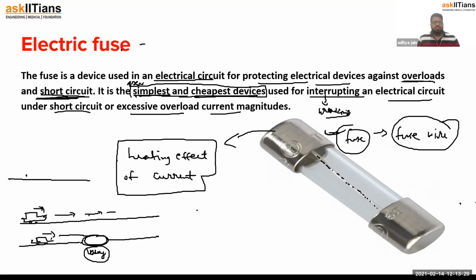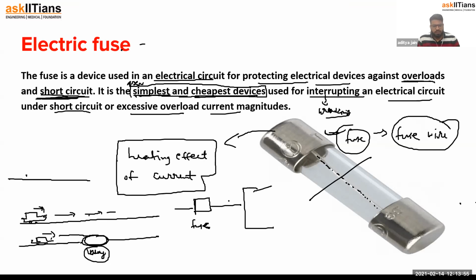What does it do in the case of excessive overloads or under short circuit? In the case of excessive overload and short circuit condition, it breaks the circuit, or it melts itself. This wire melts itself and breaks. Suppose this is a fuse. The fuse is always connected before the main supply. This is the fuse, and this is the complete supply of your house.